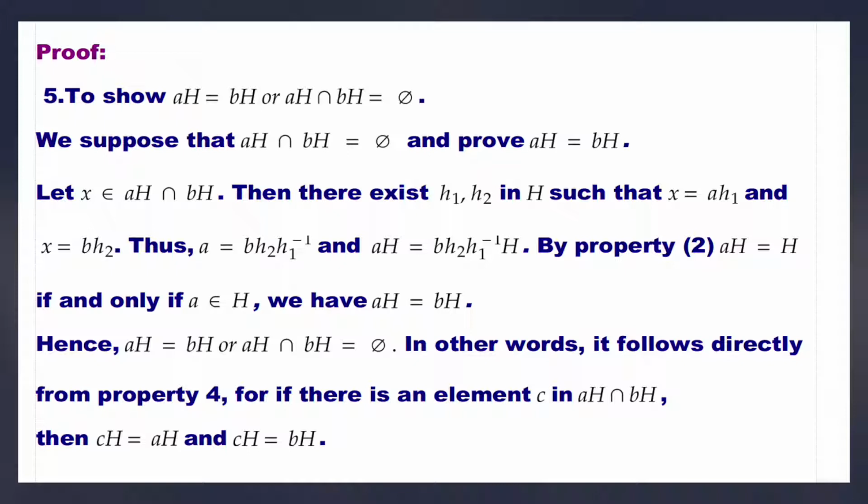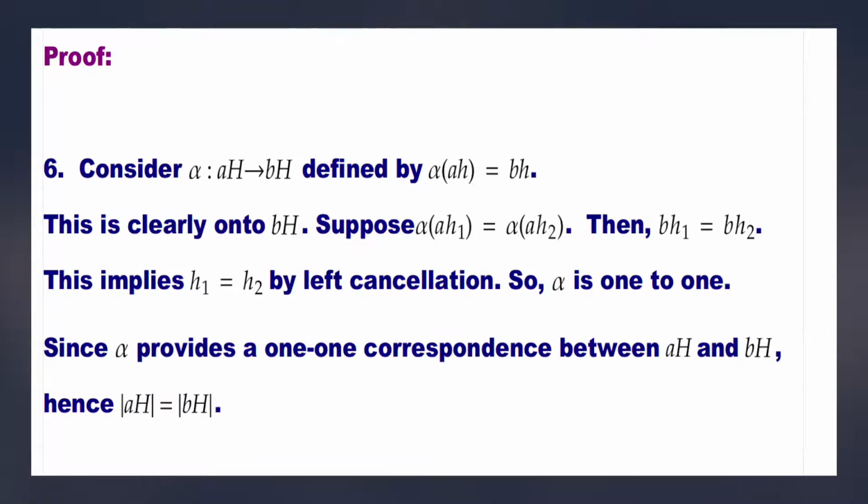In other words, it follows directly from property 4. For if there is an element c in aH ∩ bH, then cH = aH and cH = bH. The sixth one: consider α from aH mapping to bH defined by α(ah) = bh.